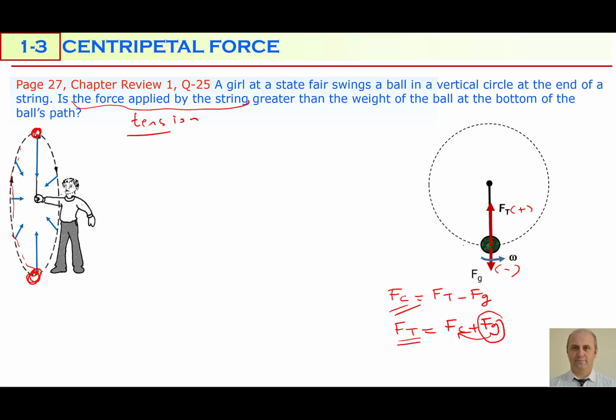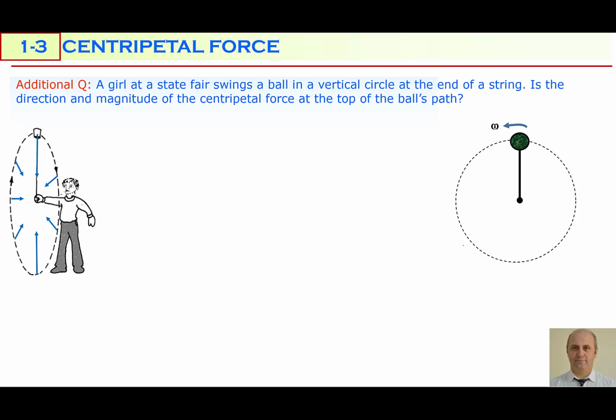We can change this question into an alternative form like this. Let's make an additional question. The girl at the state fair swings a ball in a vertical circle at the end of a string. What is the direction and magnitude of the centripetal force at the top? Now this time let's do it at the top.